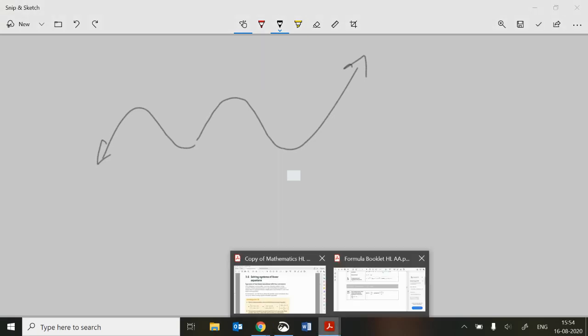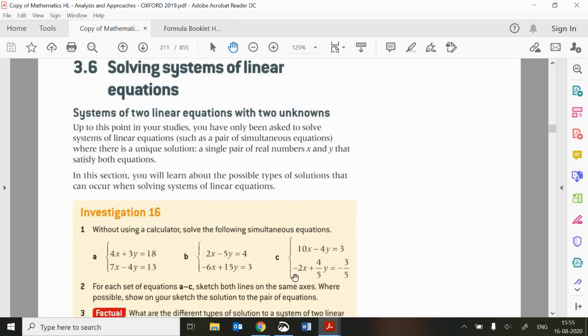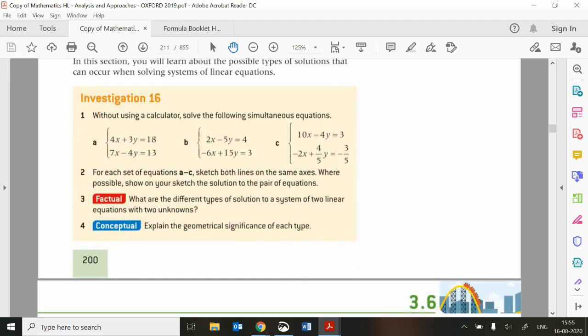Okay, well, there's just a little diversion there, hopefully slightly interesting. And now we're actually going to start exercise 3P, solving systems of linear equations. There's a nice little investigation here. It says, without using a calculator, solve the following simultaneous equations. This is nice. I encourage you to have a go at this, to play around with this, to see what they're trying to push you towards, so you can think about coming up with some of this maths yourself.